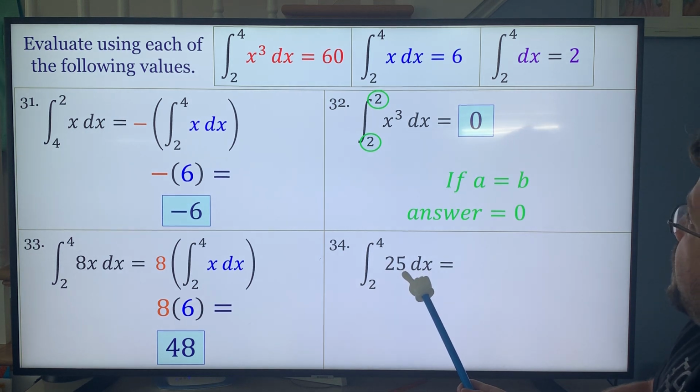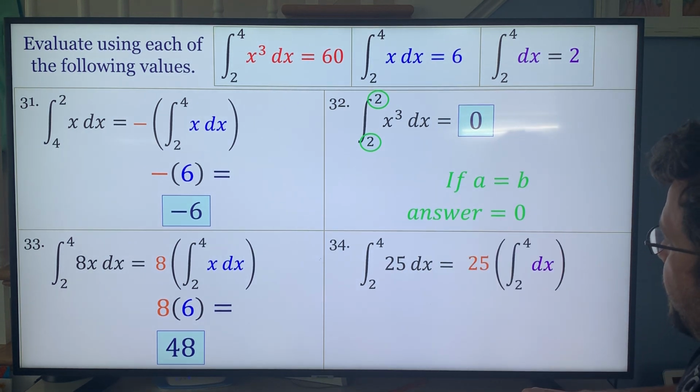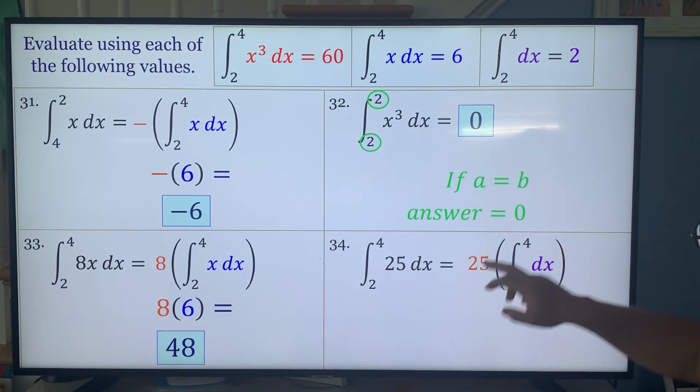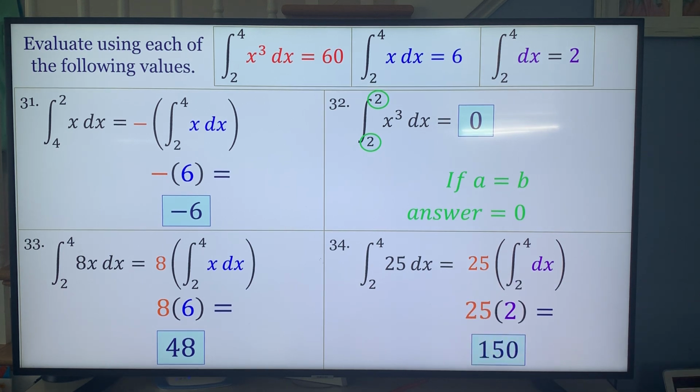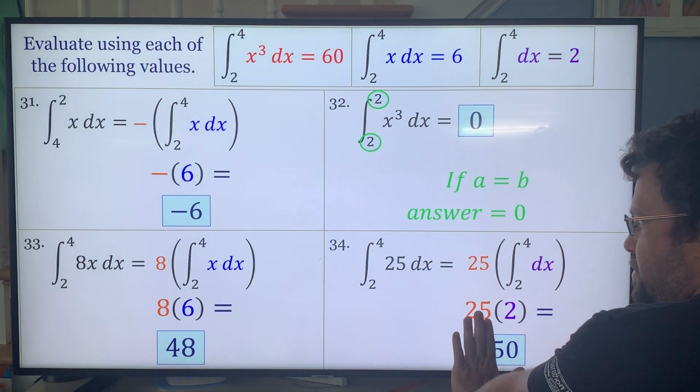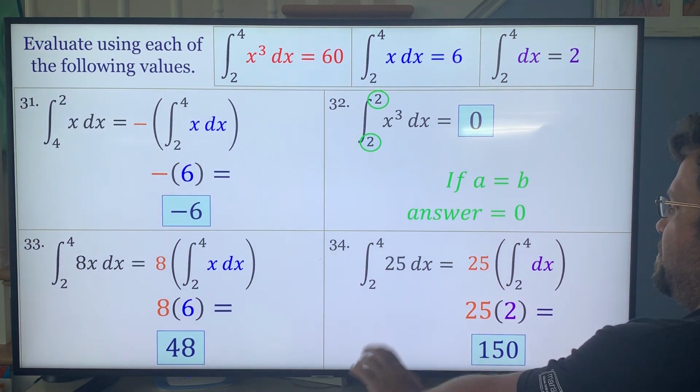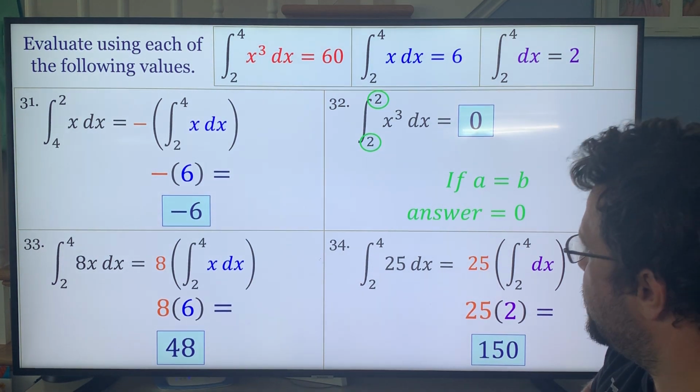All right, so this one's 25. We're going to use this one. We pull the 25 out. Integral of this is 2. 25 times 2 is, whoa, 50. Is that the same one? This is 50. Where'd that 1 come from?